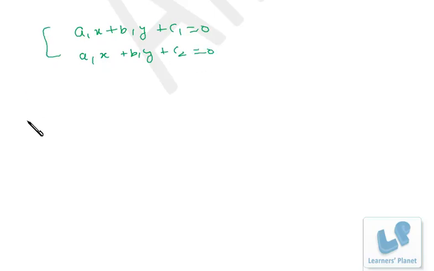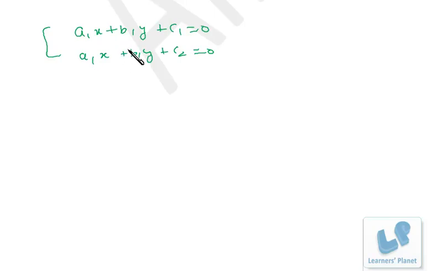Similarly, if two lines are parallel, suppose a1x plus b1y plus c1 is equal to 0, and a2x plus b2y plus c2 is equal to 0. They represent parallel lines where the coefficients of x are in proportion, the coefficients of y are also in the same proportion, but c1 and c2 are different, right? So these two lines represent parallel lines, right?